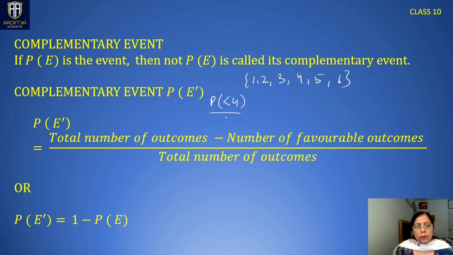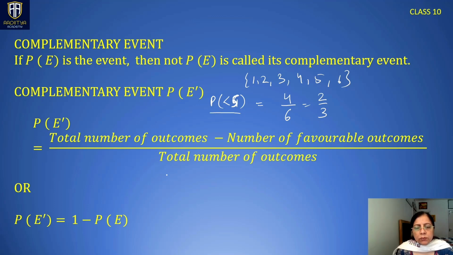Number less than 4. Now see how many, or you can say less than 5. How many numbers are less than 5? There are 4 numbers which are less than 5. So the event becomes number less than 5. So the favorable outcomes here are 4. Total outcomes are 6. So 2 by 3 is the probability of getting a number less than 5.